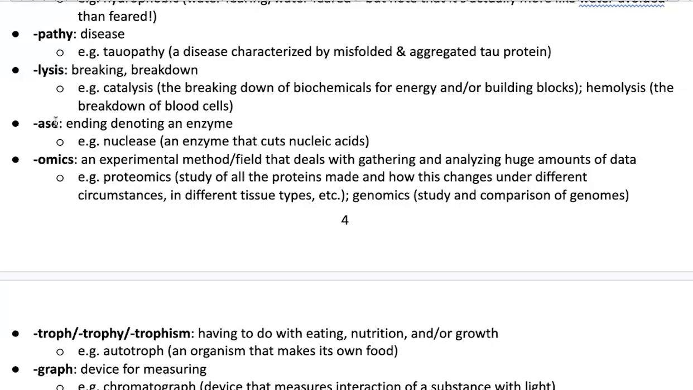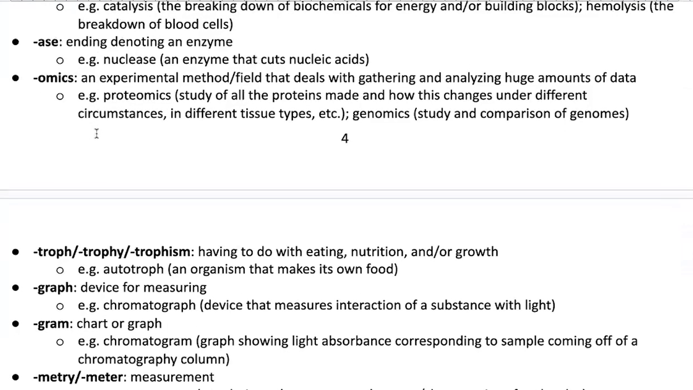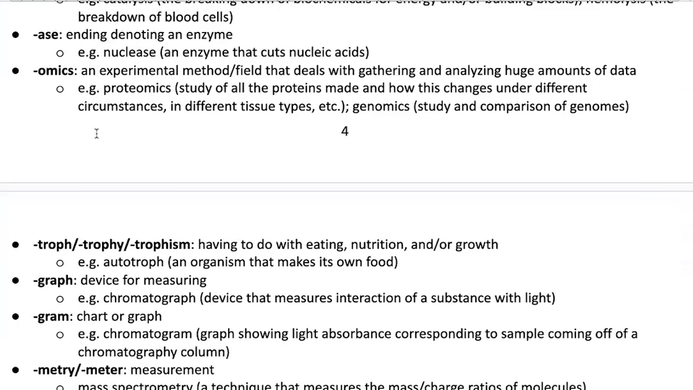If you see something that ends in ase, that's typically denoting an enzyme. So a nuclease, say, would be an enzyme that cuts nucleic acids. A lot of times the root will be the thing that the enzyme is acting on, but not always. Sometimes it'll be what the enzyme is breaking down. So a nuclease would be breaking down nucleic acids, so DNA or RNA, whereas a protease would be breaking down protein.